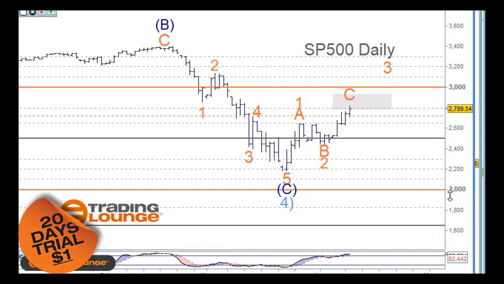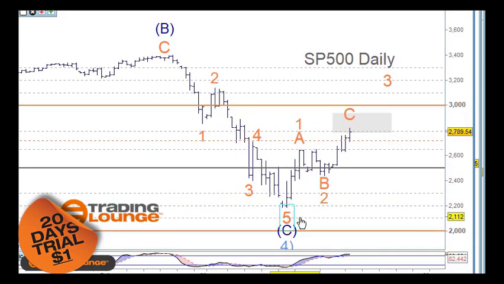So far these are our 3 waves to the upside. So we got the turn here, and we were looking from this low here, we were looking for an A wave, a B wave, and a C wave through here.